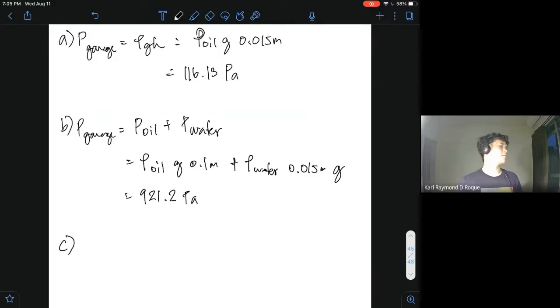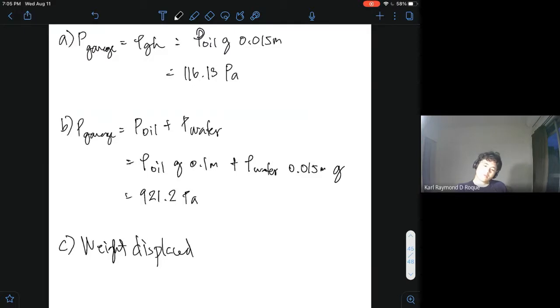May isip tayo ng magandang way. Pwede natin gawin yung mahabang way, pero ito yung naisip ko, guys. Tingnan nyo. Malupit to eh. Di ba? Weight of displaced fluid equals buoyant force. Right? So, ano ba yung weight ng displaced fluid?